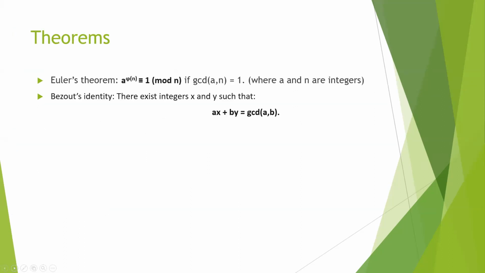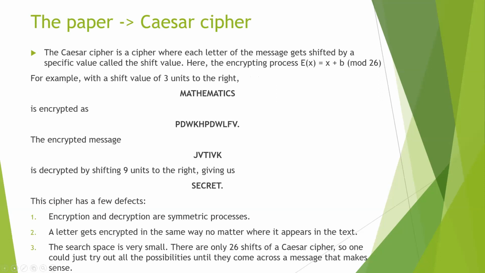Now here are a few theorems that we will be discussing. Euler's theorem: A to the power of phi of n is congruent to 1 mod n if GCD of A and n is 1. And Bezout's identity: there exist integers x and y so that ax plus by equals GCD of A and B. Now let's actually go into the paper and what it says.